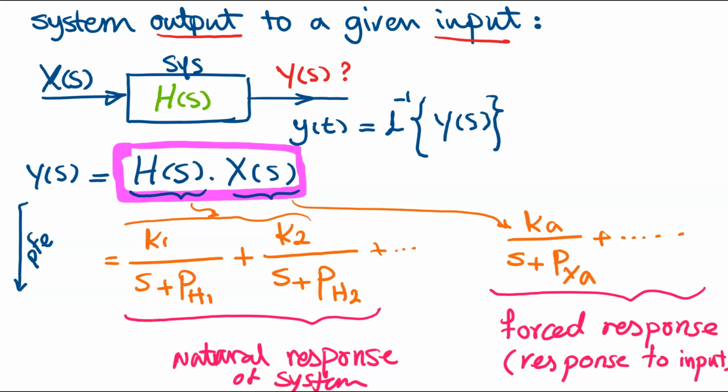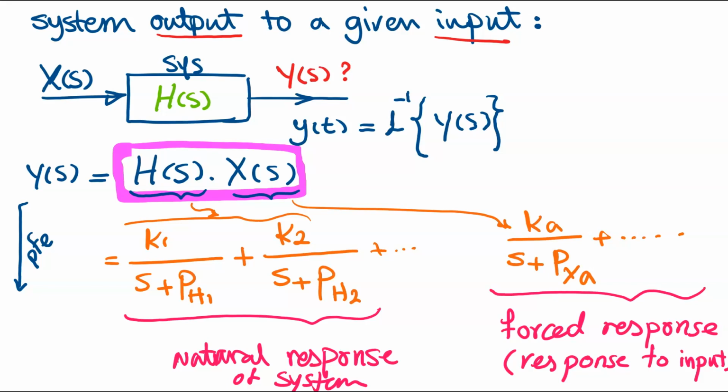So let me review what we discussed. As you can see, our Y of s, or our answer in the Laplace domain, has some roots. Some of them are because of H of s, and some are because of X of s. Those roots which are the result of H of s will produce the natural response of the system, and the other set of roots, which are the result of X of s, will produce the forced response, or the response to the input for this particular answer.